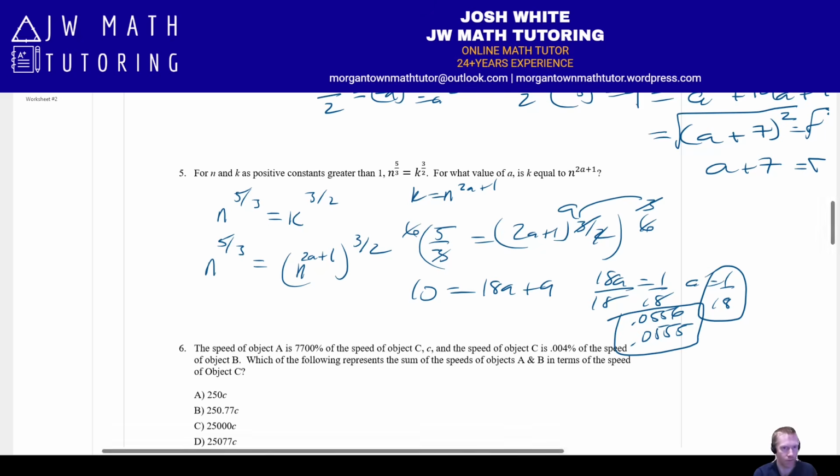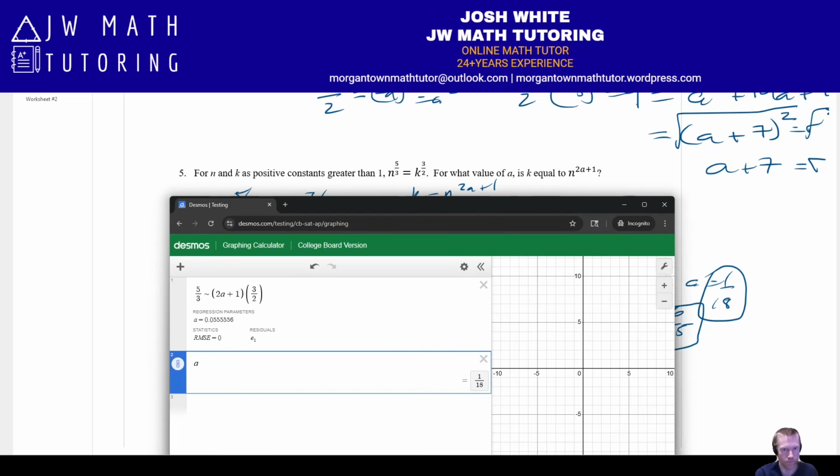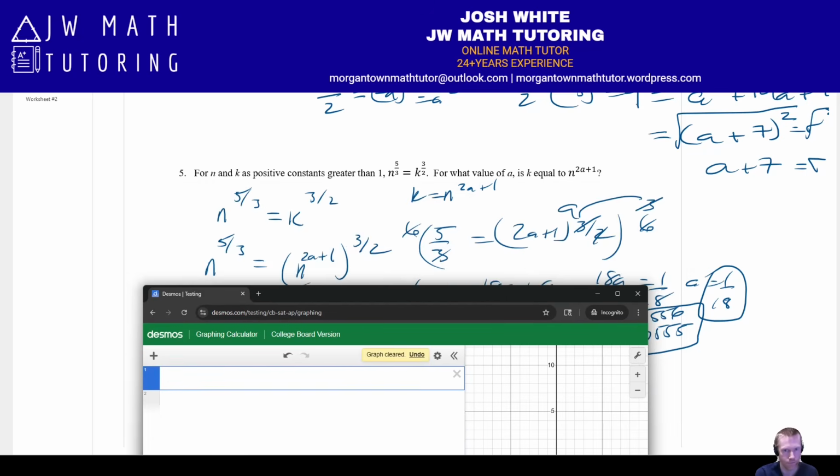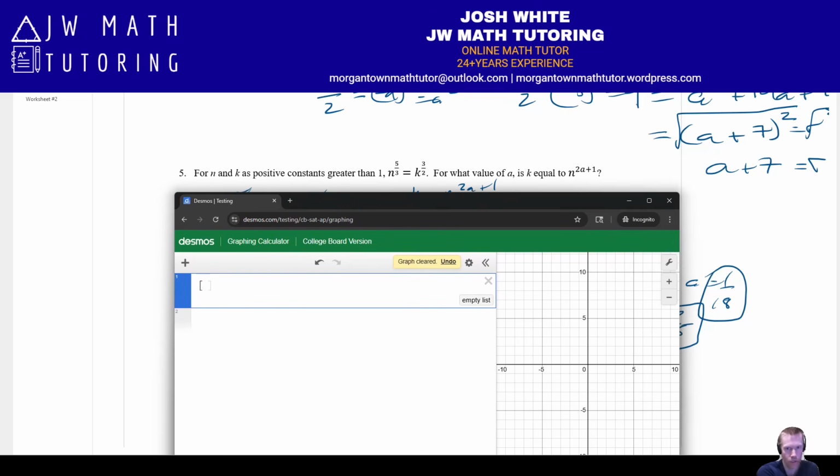All right, in Desmos, what you want to do is the following. Basically, we're going to set up a system of equations. So we have n to the 5/3, and we have k to the 3/2. Sorry, those are going to be in separate things. What am I doing here? Start a new one, end this one. Okay, put the tilde. So those two things are equal. Then we also know that k is equal to n to the 2a plus 1.